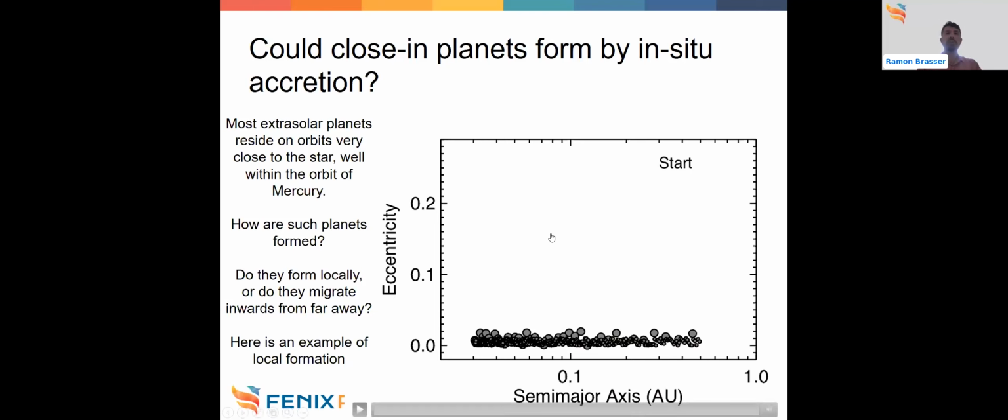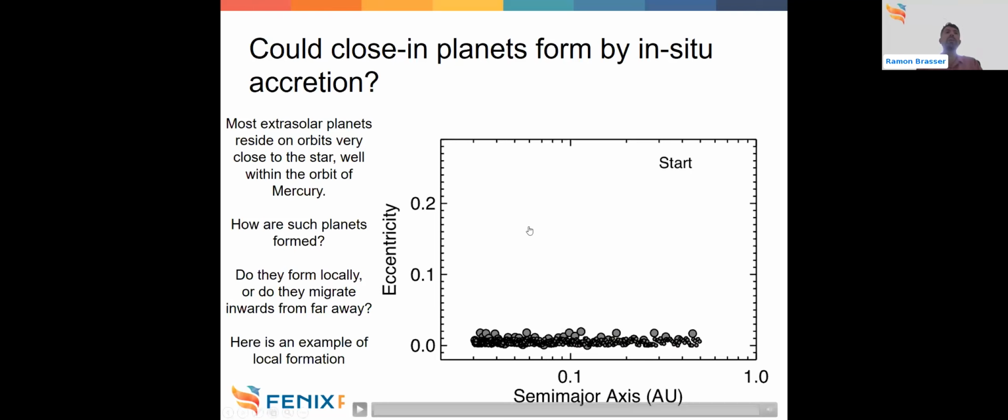So here is an example of a simulation. There will be many of these in this presentation. This one was not run by me. This was graciously donated to me by a colleague, in which they studied the formation of a compact system like Kepler-11. So the horizontal axis is what is called the semi-major axis of the ellipse. So it's the orbit. It's like a measure of how large the orbit is, how far the body is from the star. And this is the eccentricity, so how elongated the orbit is. 0 is a perfect circle, 1 is a straight line, and 0.1 is like a mild eccentricity.